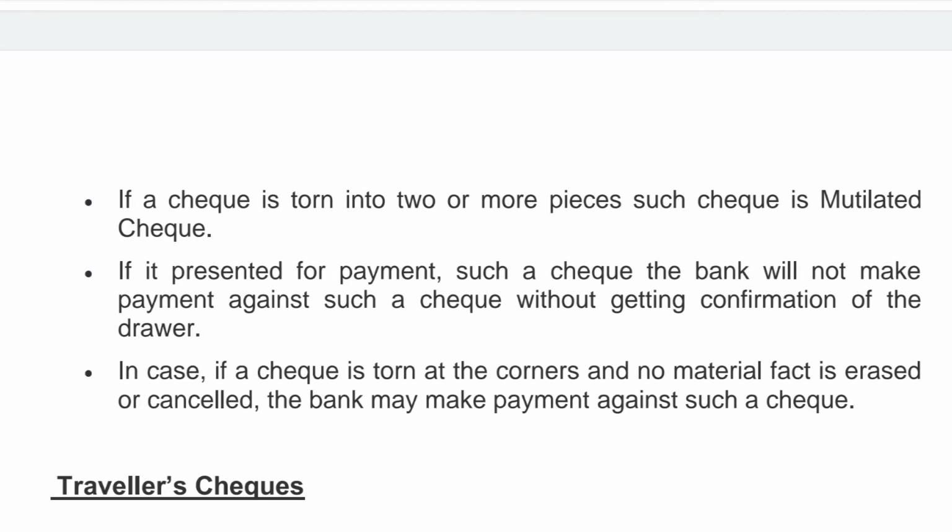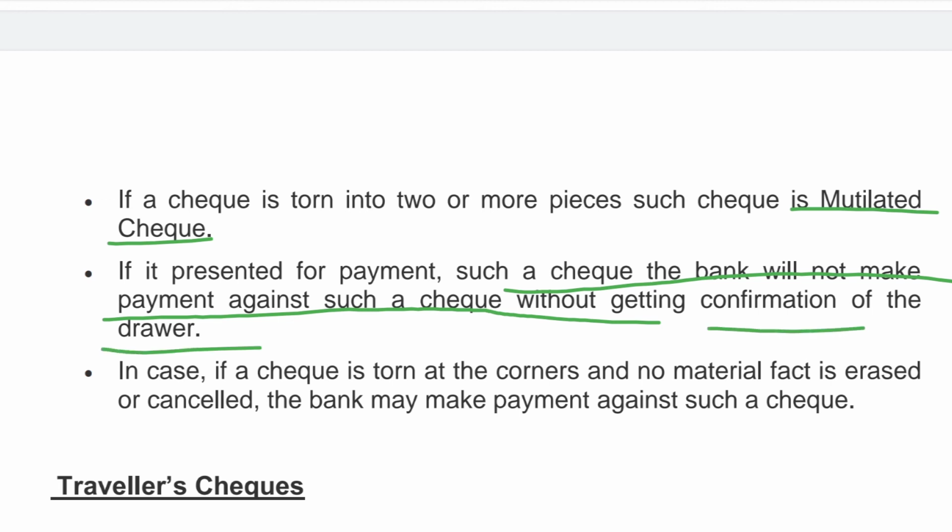If a check is torn into 2 or more pieces, such a check is said to be a mutilated check. So a damaged check is said to be a mutilated check. If it is presented for payment, the banker will not make payment against such a check without getting confirmation from the drawer. So a mutilated check will not be honored by the banker unless and until he gets a confirmation from the drawer.